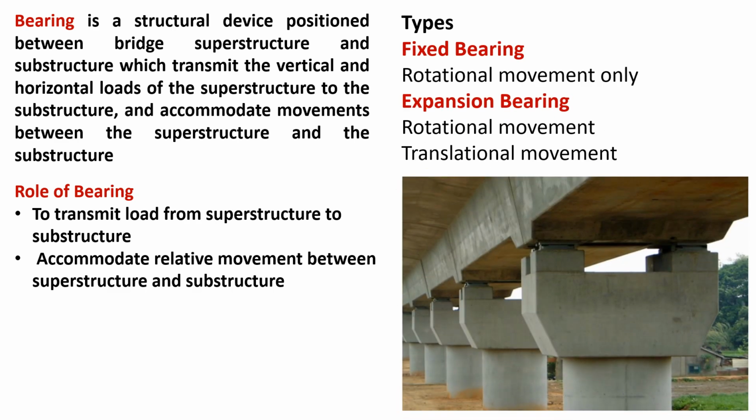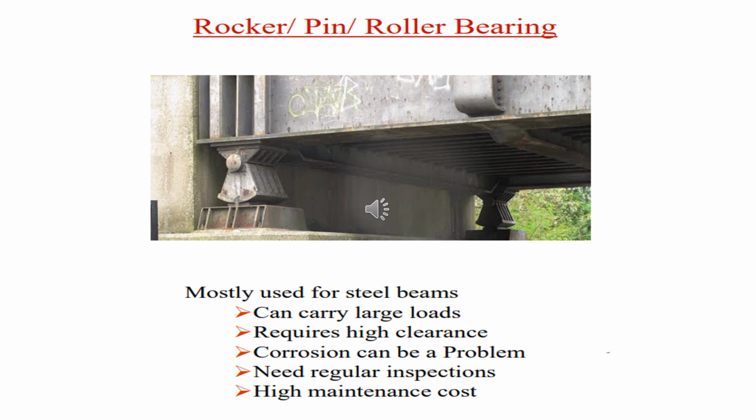And then finally, we have the types of bearing. A bearing may be a fixed bearing or an expansion bearing. If it is a fixed bearing, definitely rotational movement only. But if it is an expansion bearing, it can be rotational or translational. We also have the rocker, pin, or roller bearing. Mostly used for steel beams, it can carry large loads, requires eye clearance, corrosion can be a problem, needs regular inspections, and has high maintenance costs.